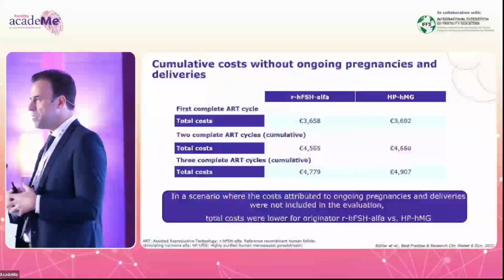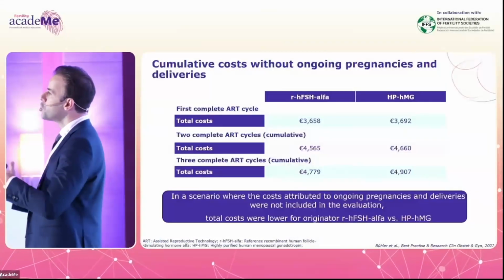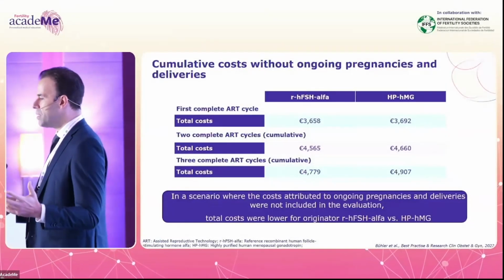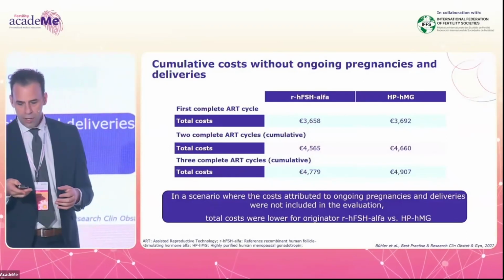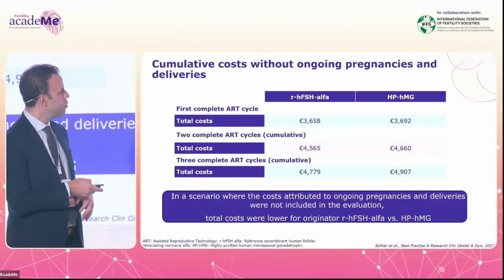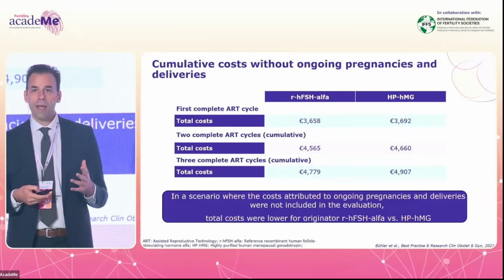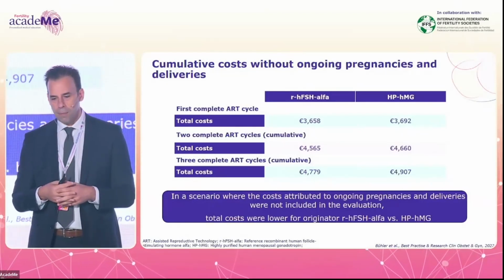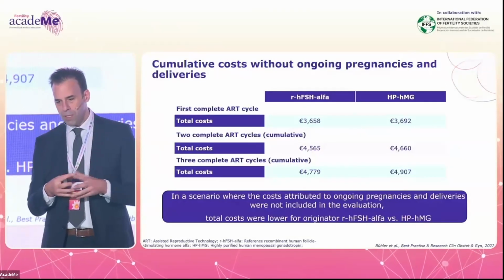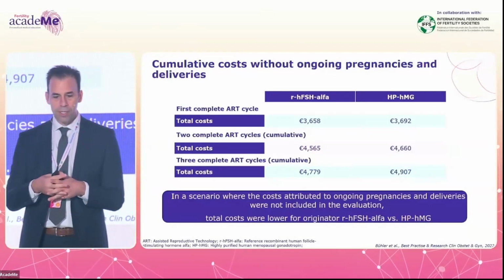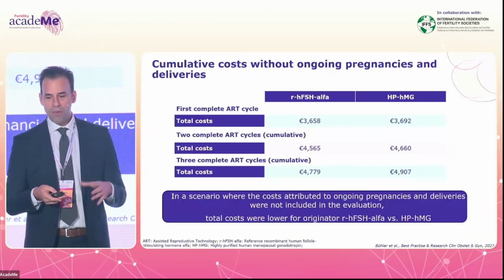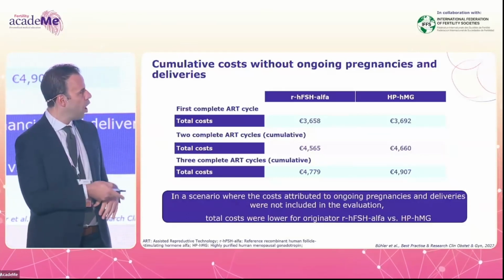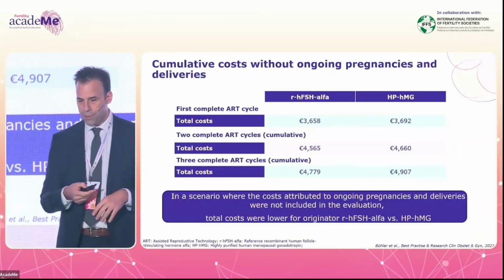So what about the cumulative costs without ongoing pregnancies and deliveries? If we exclude the management of a pregnancy, what's the cumulative cost? And you can see here that in terms of total costs after the first complete ART cycle, we have slightly less money spent in the follitropin alpha originator product, and that difference also persists up to 3 complete cycles.